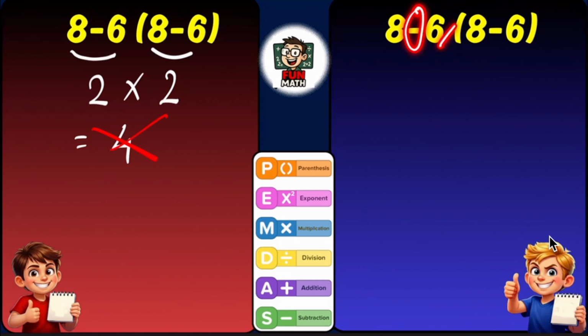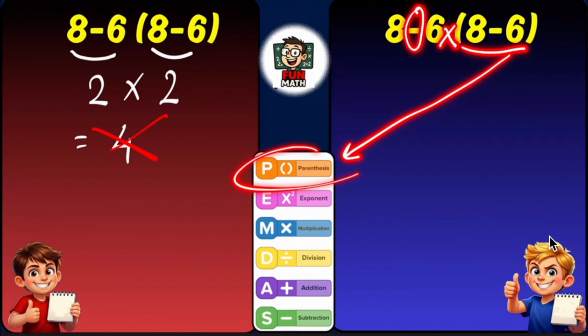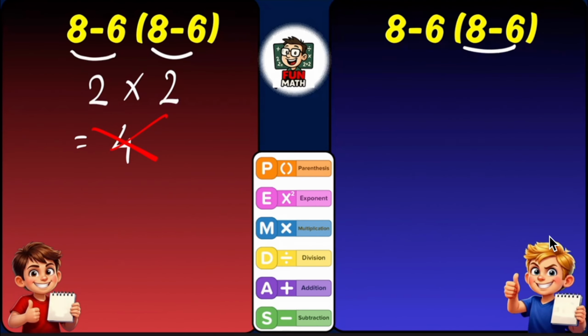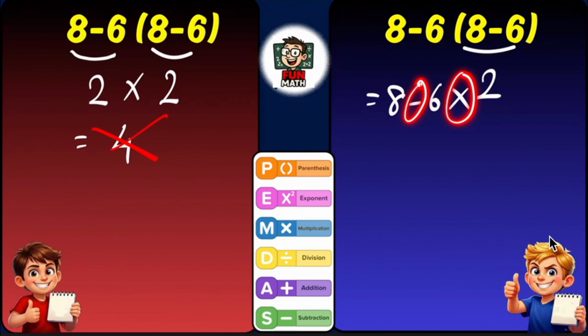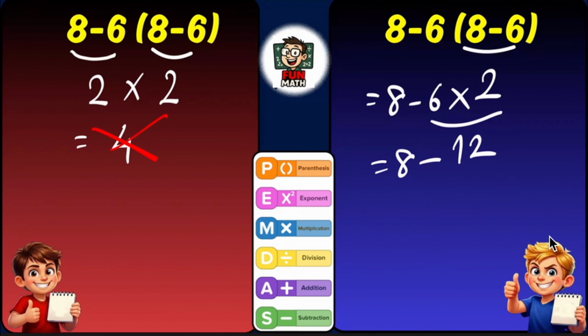Subtraction, multiplication, parentheses. First, parentheses. 8 minus 6 equals 2. Subtraction and multiplication. First, multiplication. 6 times 2 equals 12. Finally, subtraction. 8 minus 12 equals negative 4. The correct answer will be negative 4.